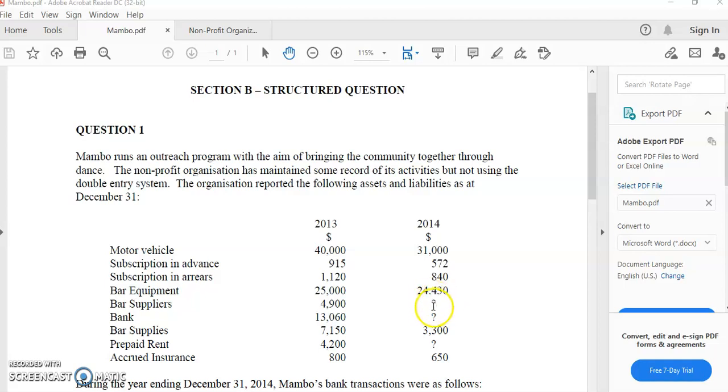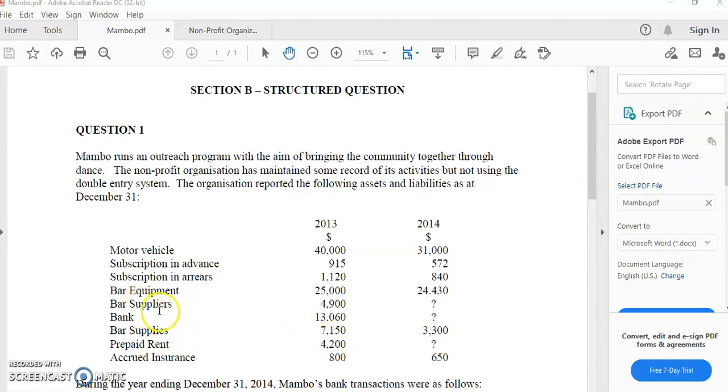So when we see a question mark like this, it means that we have to calculate this missing figure here, and you do not know the balance at the bank at the end, so you also have to calculate this bank figure here as well. Also, they state that the bar supplies at the end, this is the inventory, is $3,300. So this is inventory, bar supplies.